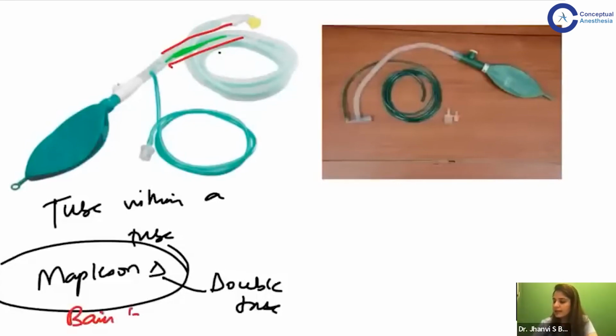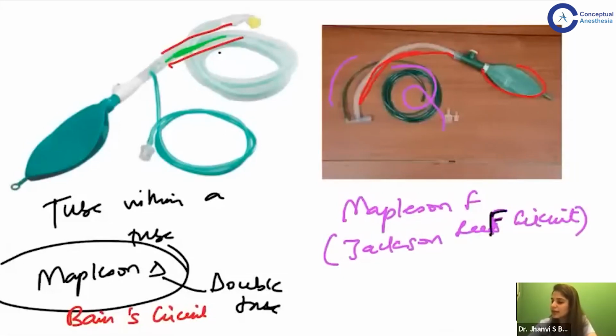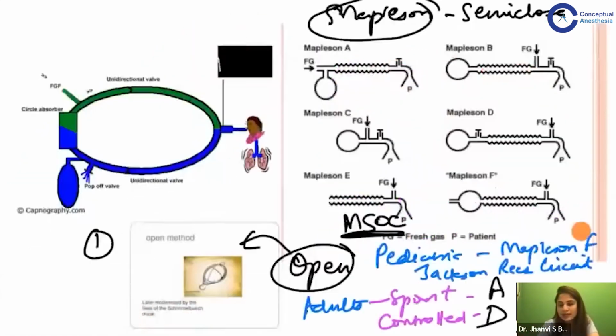Okay. And the next one that you can see over here looks very short. The bag is very small and there is a green tube coming out. So this one is nothing but Mapleson F, or it is also called the Jackson-Rees circuit. I remember it as Jackson-Rees circuit. Why Rees? Then it is easy for me to remember F and F. Jackson-Rees or Mapleson F. Okay. So these are the 2 systems that are in use in anesthesia, and these are the only image-based questions about Mapleson that can be asked in the exam.